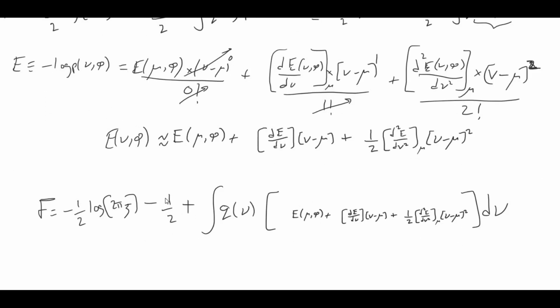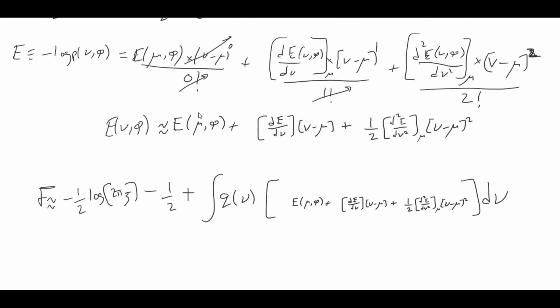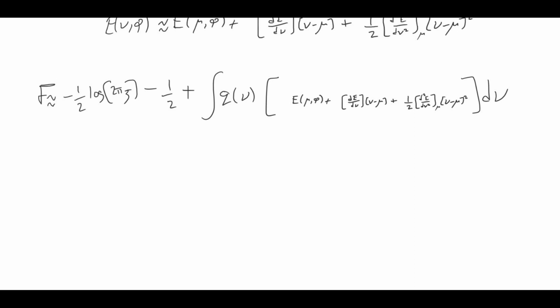Alright, so now we can write F as the following expression. Negative half log 2 pi zeta minus half plus the integral of q nu multiplied by this approximation. This is more correctly an approximation of F, because we're approximating E. And the approximation of E was this Taylor expansion. And so now we're going to expand this to see if anything simplifies. So we're going to expand q into this expression here.